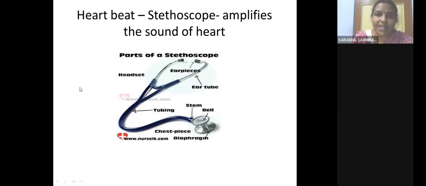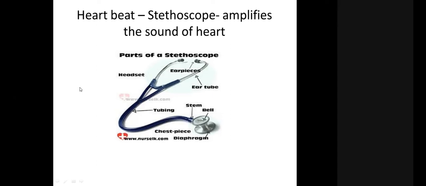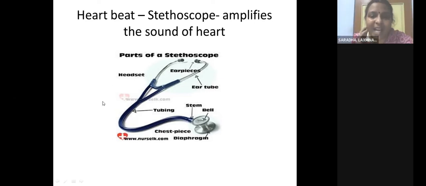Right. The next one is about the stethoscope. Shall I proceed? Yes, ma'am. Right. So with the help of the stethoscope, they hear the heartbeat. A very important instrument or device used by the doctors to understand. It consists of a diaphragm and the ear tube, and how it amplifies the beating of the heart, the lub-dub sound, all these things.